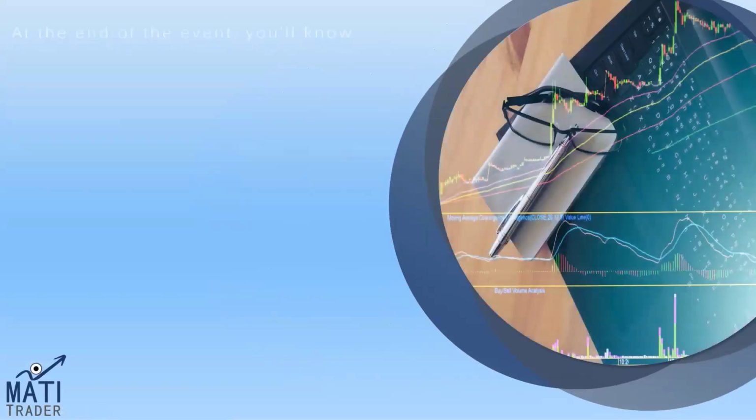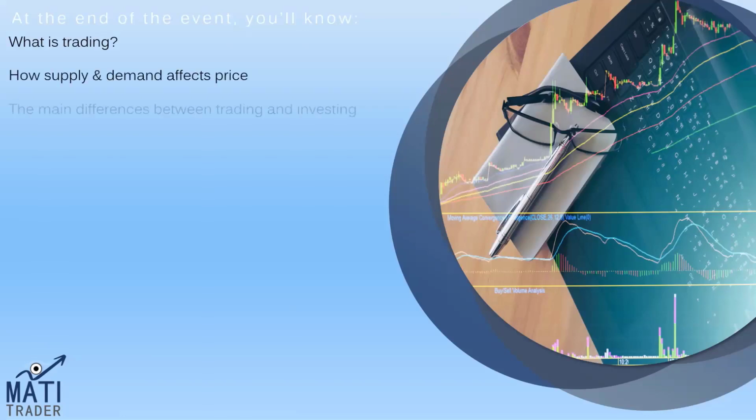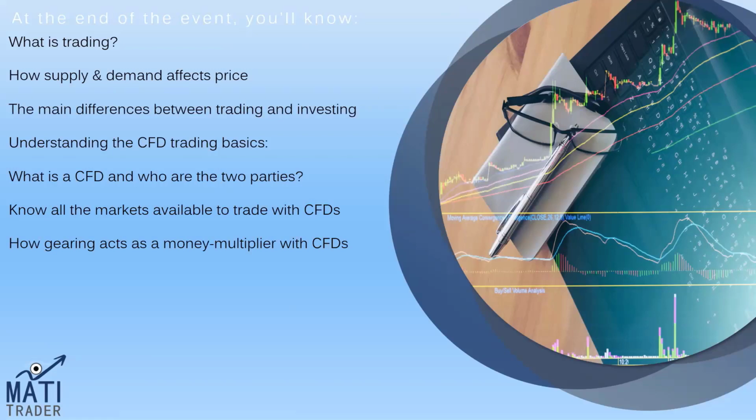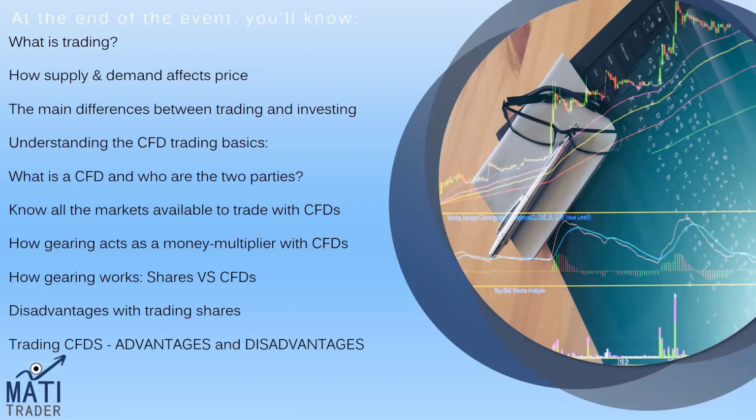So the first important thing is that we are going to talk about what is trading, how supply and demand affects price, the main differences between trading and investing, understanding the CFD trading basics, what is a CFD, who are the two parties, know all the markets available to trade with CFDs, how gearing acts as a money multiplier with CFDs, how gearing works, shares versus CFDs, disadvantages with trading shares, trading CFDs, advantages and disadvantages.